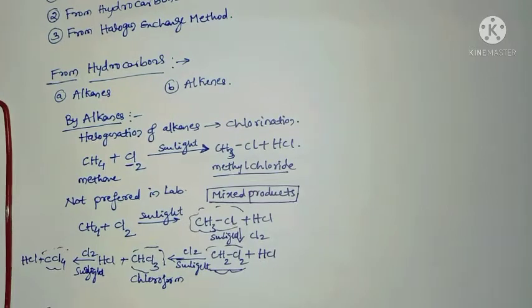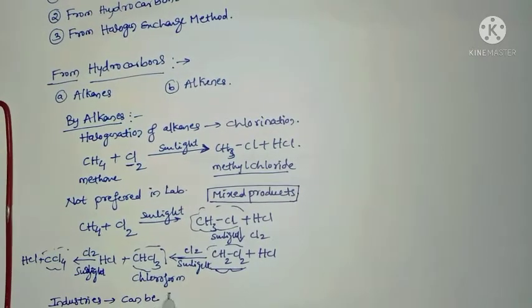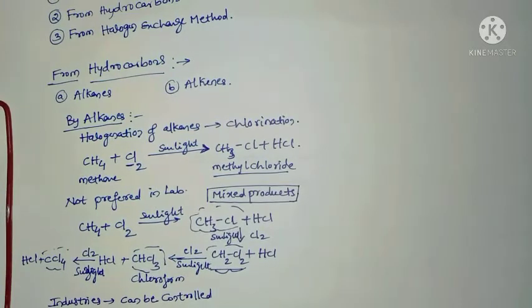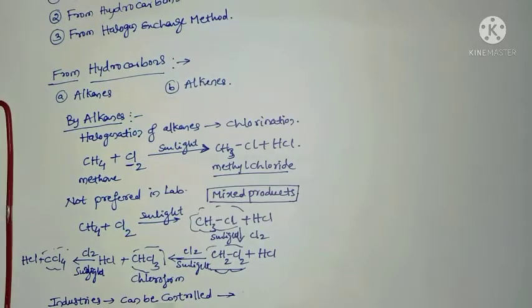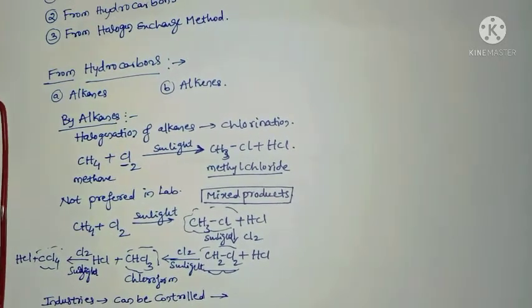In the industries, this reaction can be controlled. For industrial purposes this reaction can be controlled, so it is prepared in the industries. So this is the first reaction, the halogenation or chlorination of the alkanes.